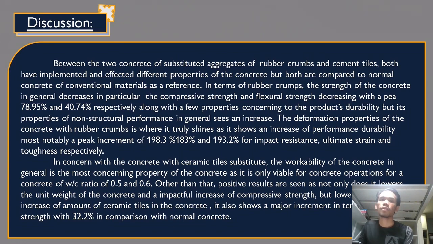and 193.2% for the toughness. Now for the ceramic tile substitute, it is only viable for concrete operation with a water-cement ratio of 0.5 and 0.6. Other than that, positive results are seen, as it not only lowers the unit weight of the concrete but also gives an impactful increase of the compressive strength. It also shows a major increment in terms of flexural strength, with 32.2% in comparison with normal concrete.